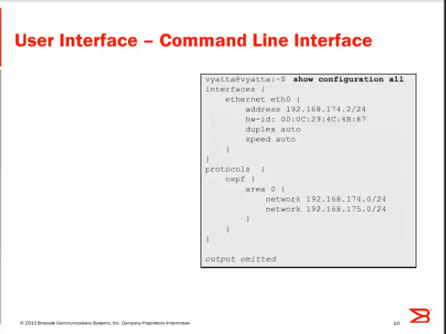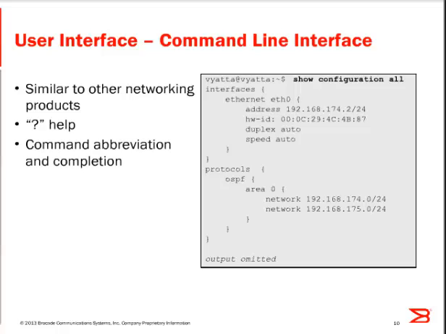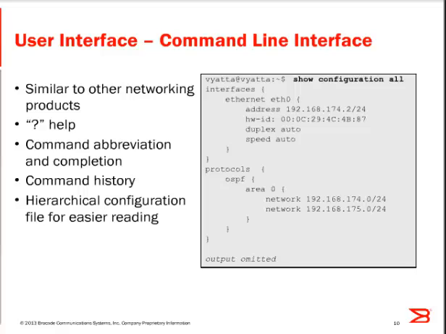Once you've accessed the CLI, it operates the same way regardless of access method. The vRouter CLI is similar to that of other major networking vendors, making it easy to learn for most network administrators. Help is available to help with command syntax. Command abbreviation and completion avoids the need to type long words in commands. Command history makes it easy to recall, edit, and resubmit commands, and the configuration file is hierarchical for easier reading. We'll cover more on each of these features once we log in to the vRouter.